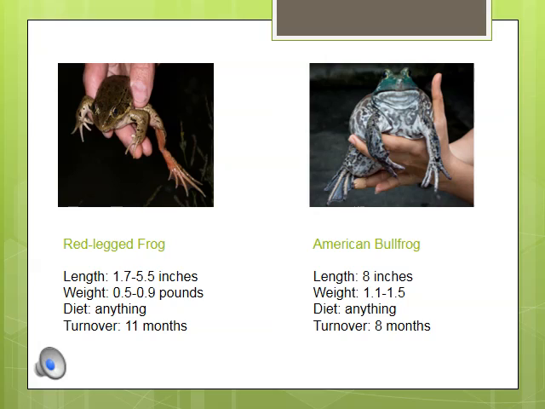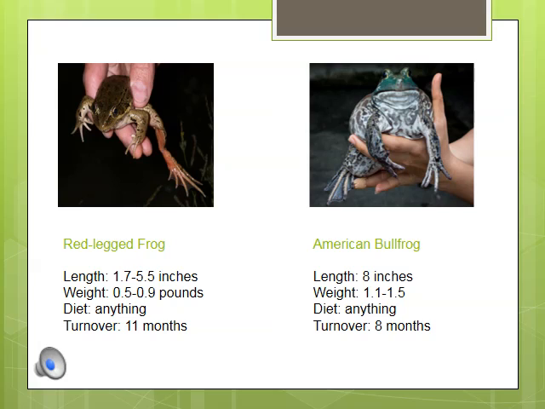Compared to the California native red-legged frog, the American bullfrog dwarfs the native species. As you can tell from these measurements, the American bullfrog is both longer and heavier than the red-legged frog, with a length of 8 inches and a weight between 1.1 to 1.5 pounds, compared to the red-legged frog, which is only 1.7 to 5.5 inches long and weighs only about half a pound to about 0.9 pounds.